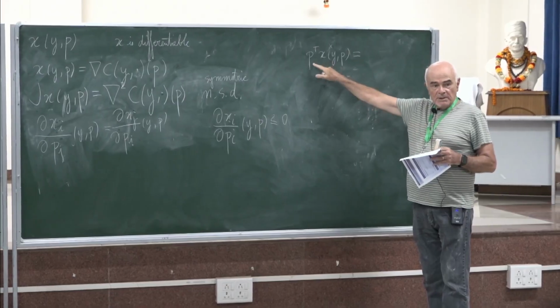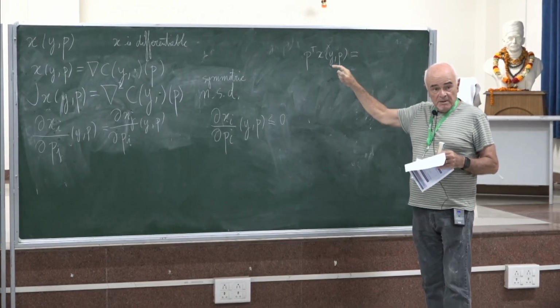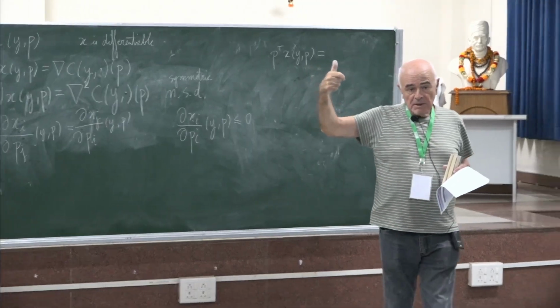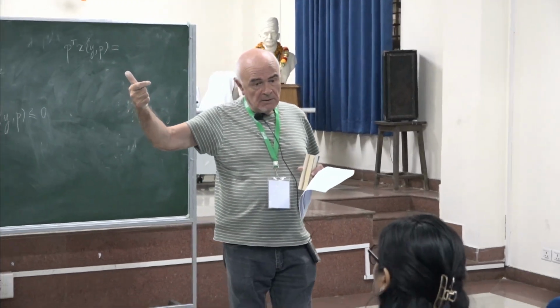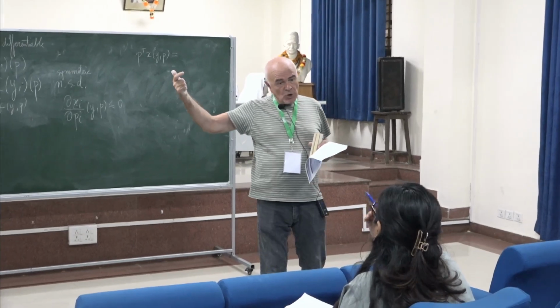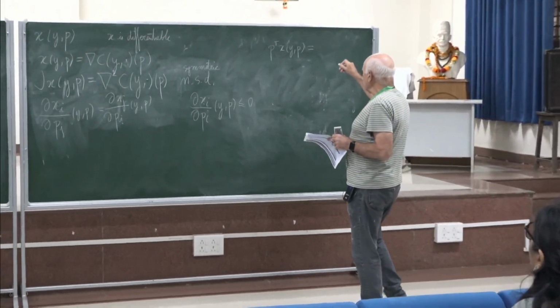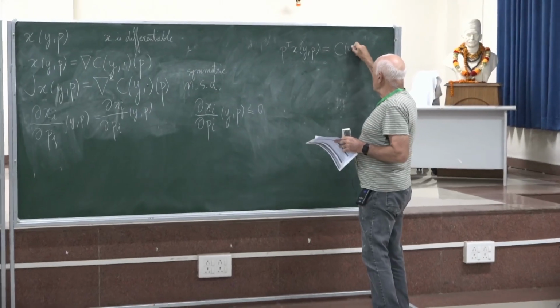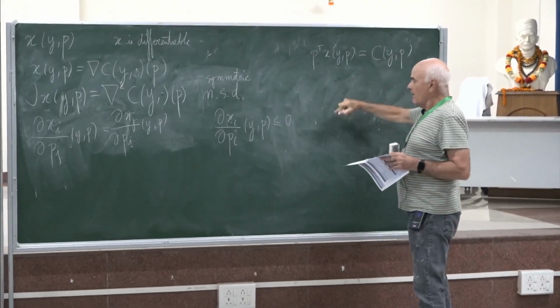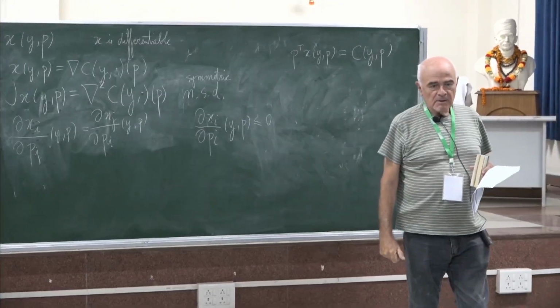This is the inner product, this is the cost of x(y,p), and the price is p. But x(y,p) is the optimal. So this is equal to the optimal cost. And the optimal cost is what we call C(y,p). Okay?